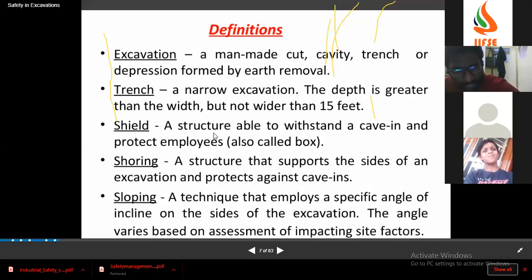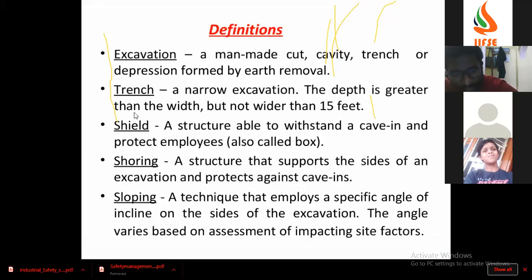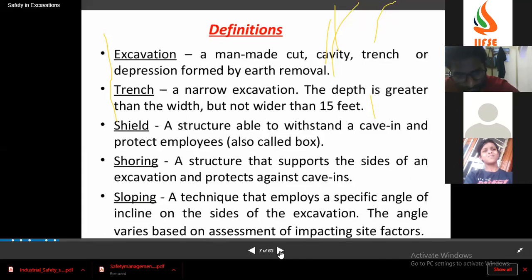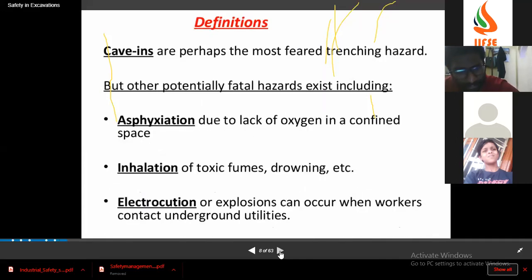Shield is a structure able to withstand a cave-in and protect employees, also called a box. That is shield. Shoring means the structure supports the sides of an excavation and protects against cave-ins. Shielding, shoring, and sloping are precautionary measures, and they are the control measures to protect the side walls from collapse. Okay, I would like to show the pictures. Just wait.